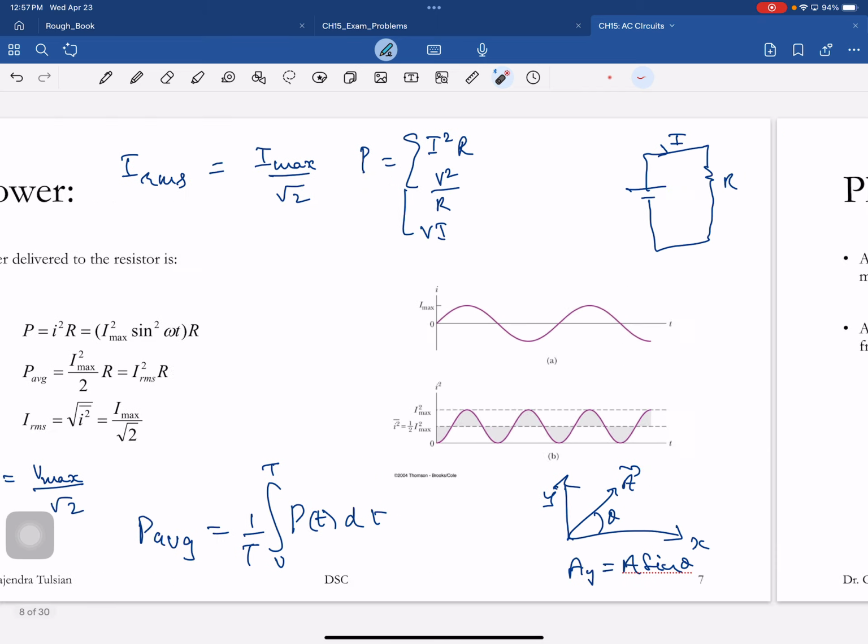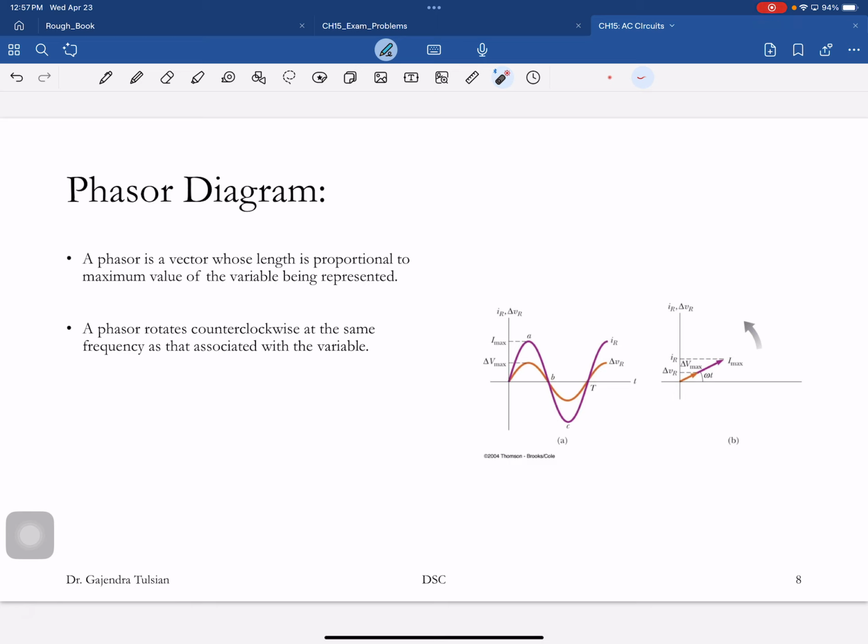So we will define something called a phasor. Here is the amplitude of the current, here is the amplitude of the voltage, and here is the angle, omega t. You see as t increases, this vector is rotating counterclockwise. And what is the instantaneous value? It's the y component.